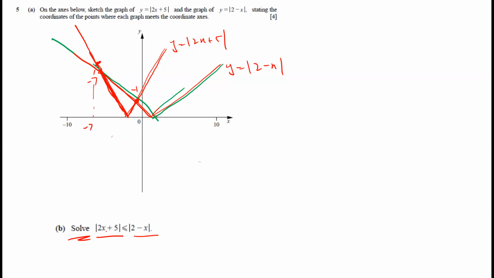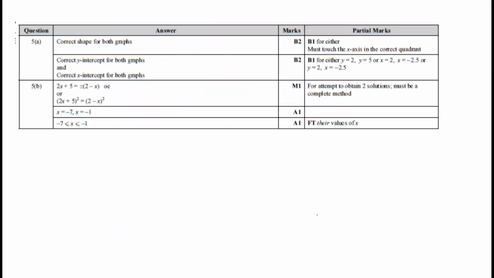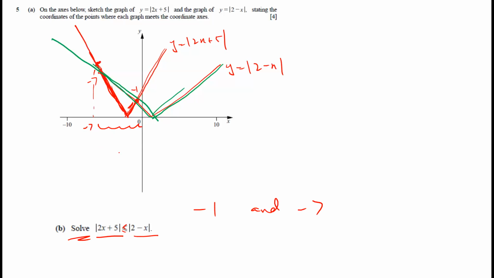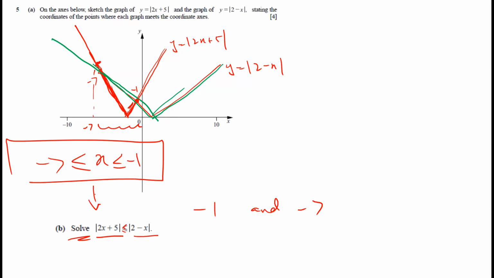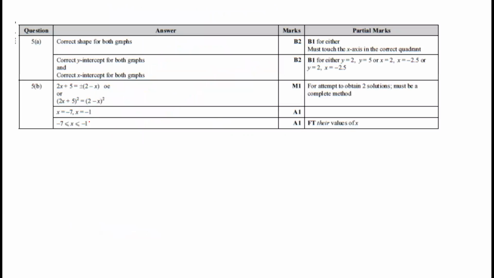So solve this: absolute 2x plus 5 is less than or equal to 2 minus x. This is the region where this red line is less than the green line. So the right answer is between minus 1 and minus 7. If you write this down as a range, x is less than or equal to minus 1 and x is greater than or equal to minus 7. This is the range in which this inequality holds true, and we can also see it from the graph. So this is the right answer.